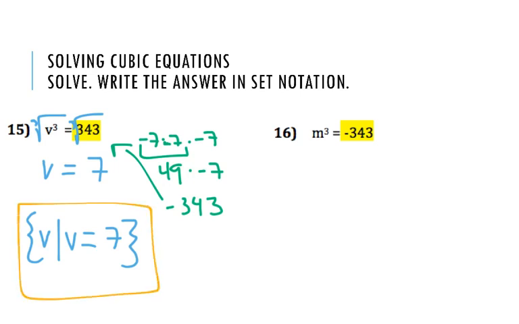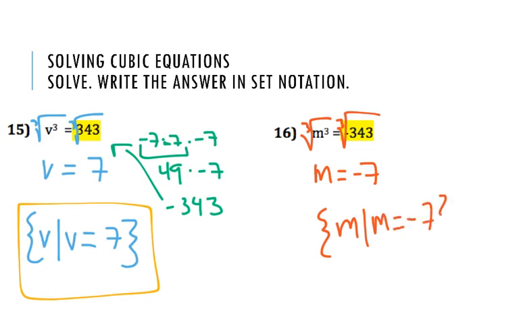Okay, number 16. So we have m to the third power equals negative 343. So again, we're going to take the cube root of m cubed, and the cube root of negative 343. Well, that gives us that m is equal to negative 7, not positive, only negative. So we would say the set m such that m equals negative 7.